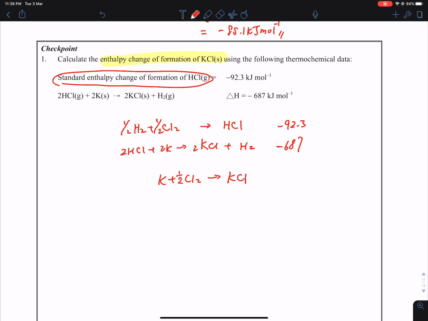Okay, all right, so let's take a look. Let's check. On the left-hand side, we get K, and it matches with this. Oh, wait a minute, it doesn't match. We get 2K here, but the target equation requires 1K only. So we divide by 2. Divide by 2, divide by 2, divide by 2, and 1/2 over here. Okay, so I just erase it. Whenever you divide the whole equation by 2, don't forget to divide the numerical data by 2 as well. Okay, so it fits the first one.